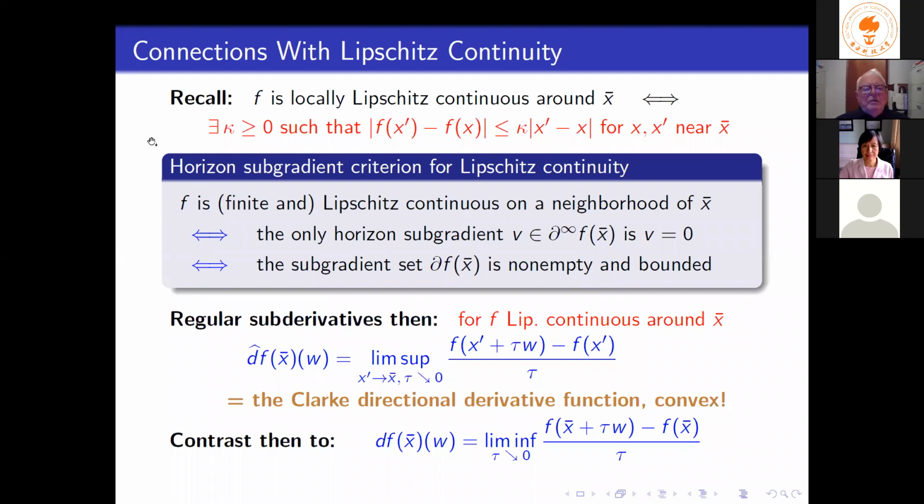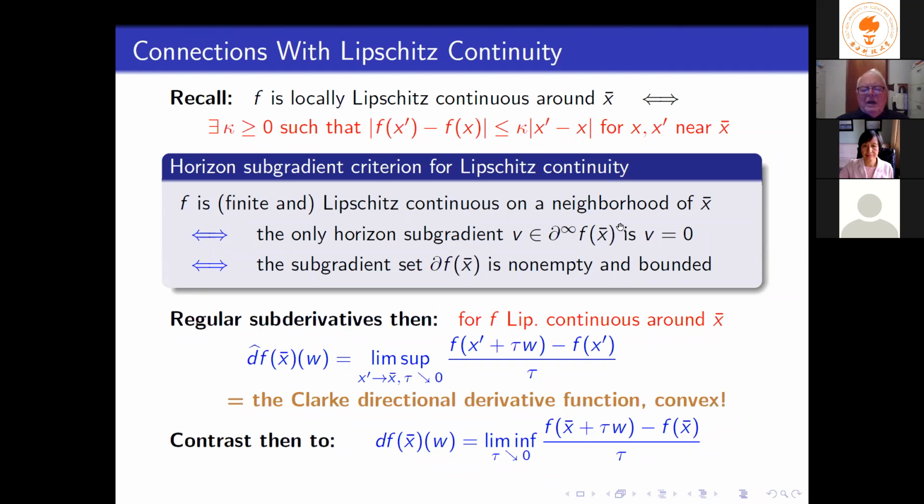But how does Lipschitz continuity fit into this? Here's a very dramatic criterion, it seems to me. We just have a lower semi-continuous function, and a point x bar where it's finite. What property of f could you use as a calculation to characterize that this function is locally Lipschitz on a neighborhood of x bar? And the answer is the subgradient condition that the only horizon subgradient at that point is the zero subgradient. Now that may seem very abstract. How are you going to draw a picture and find a horizon subgradient?